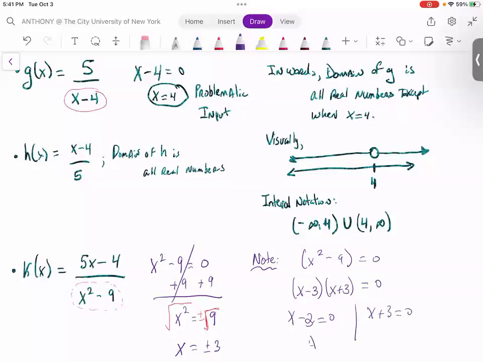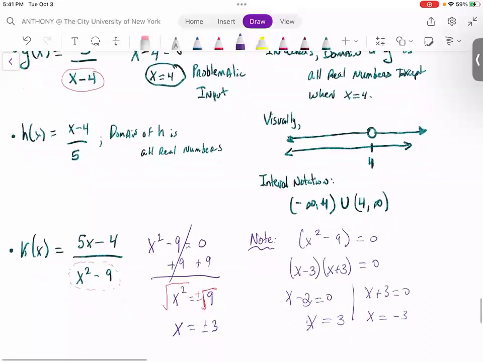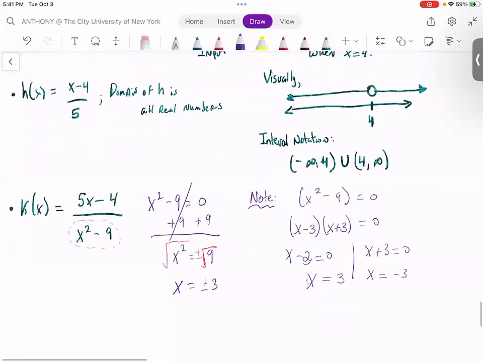That first equation will be x equals 3. The second equation will be x equals negative 3. So that's two ways of solving that equation x squared minus 9. You're going to use your principal square root property here, or you can use the difference of two perfect squares. Okay? All right. So now let's write this all out.